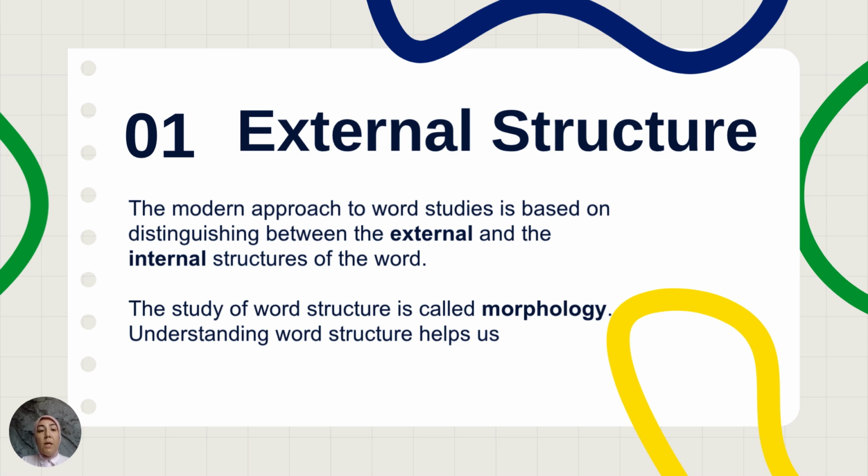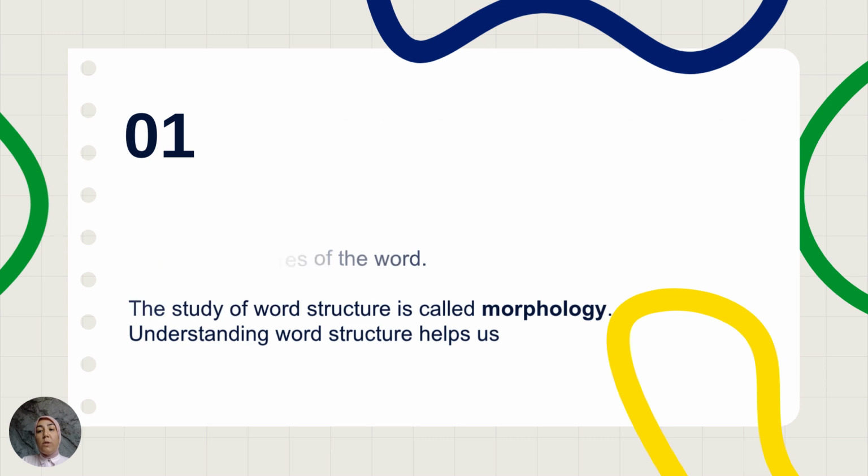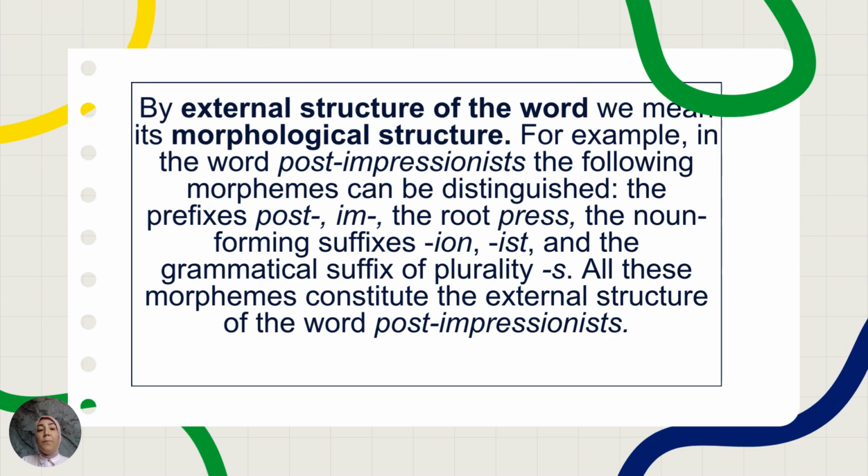So external structure of the word is the morphology of the word. The modern approach to word studies is based on distinguishing between the external and internal structure, as I mentioned earlier. External structure is studied in morphology. Morphology helps us understand the word structure, and when we know the structure of the word, we become aware of how it is composed. By external structure of the word, we mean its morphological structure.